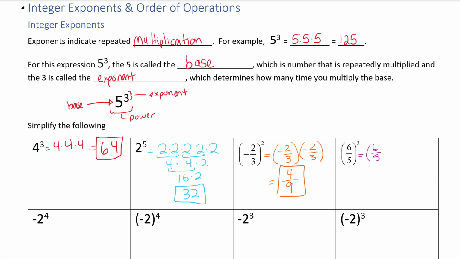6/5 cubed means 6/5 multiplied by itself 3 times. Again, multiplying fractions is not that difficult. So 6 times 6 is 36. 5 times 5 is 25. That's for the first two fractions. And we need to do it again, times 6/5. That's going to get me 216 on the top and then 125 on the bottom. There's no like terms and these can't reduce, so I'm done for that part.